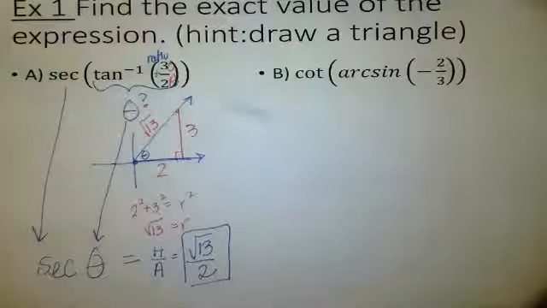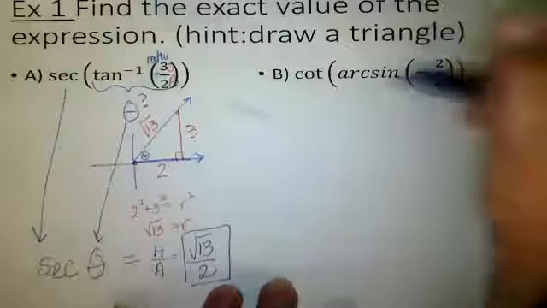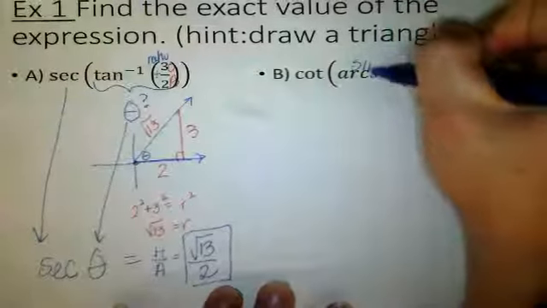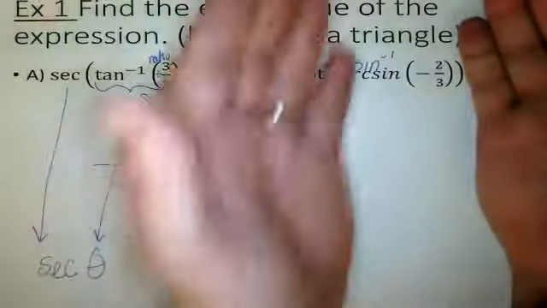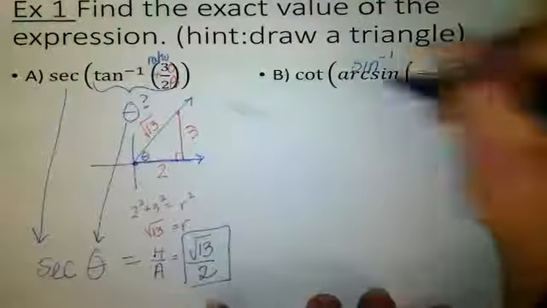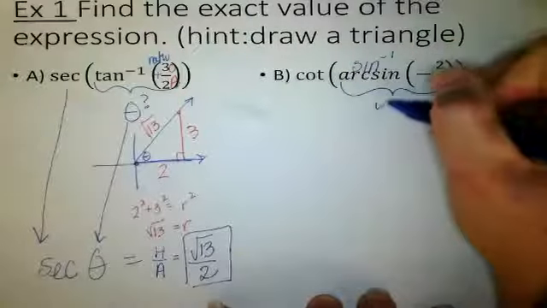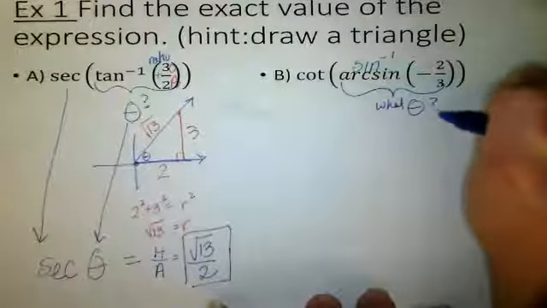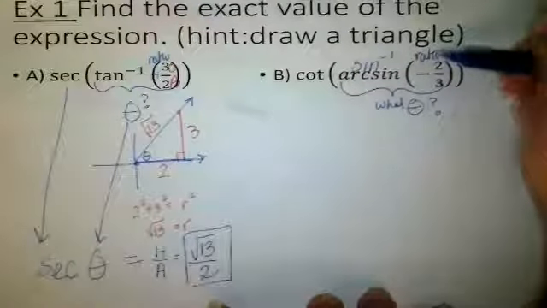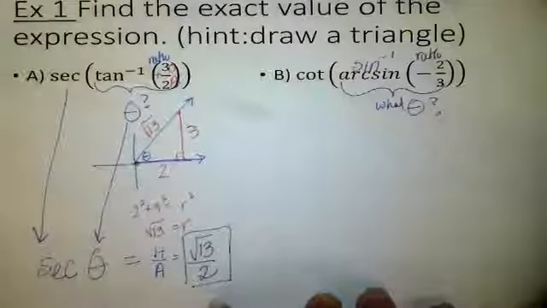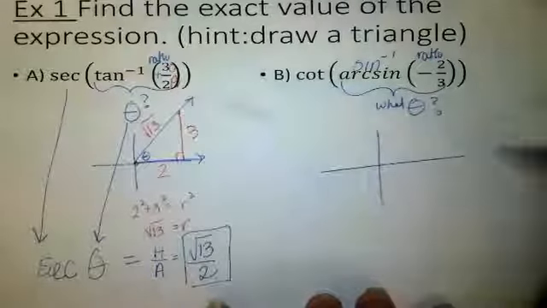Cotangent of arcsine of negative 2 over 3. So arcsine, what is arcsine? It's the same as sine inverse. So this is sine inverse. Again, we're starting inside the parentheses here. This is asking what angle has a sine ratio of -2/3. So I'm going to think about a picture.